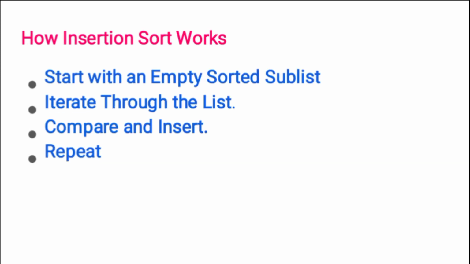Let's see how insertion sort works. We begin with an empty sublist representing the sorted elements and then iterate through the unsorted elements one by one. For each element, compare it with the elements in the sorted sublist. Then find the correct position for the current element based on its value and insert it at that position. Then continue iterating and inserting elements until the entire list is processed.